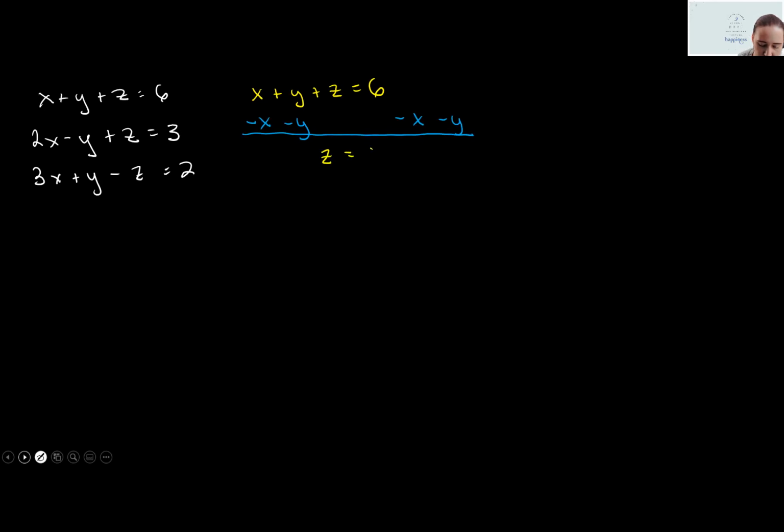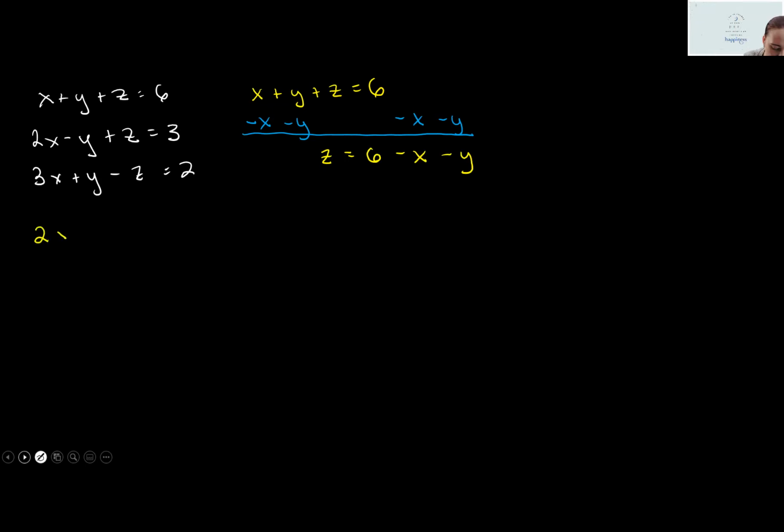So we get z equals 6 minus x minus y. Then when we substitute that in, we're going to substitute it into both equations, so in the second and the third equation. So we're going to do 2 substitutions at the same time.